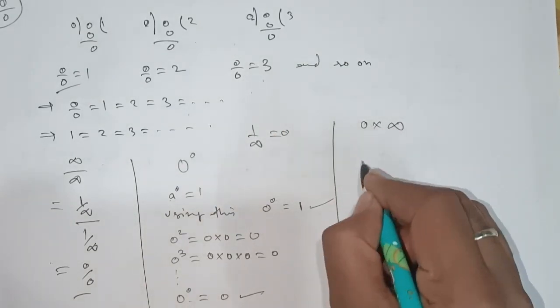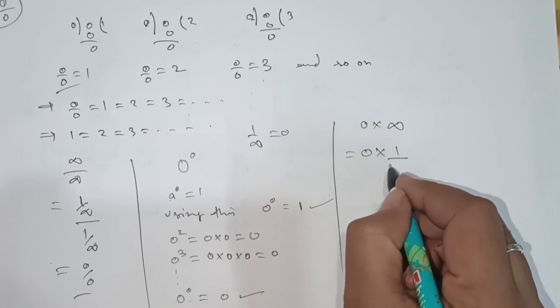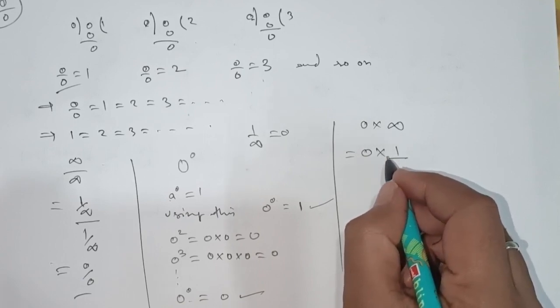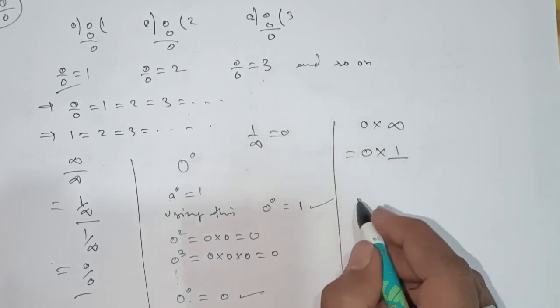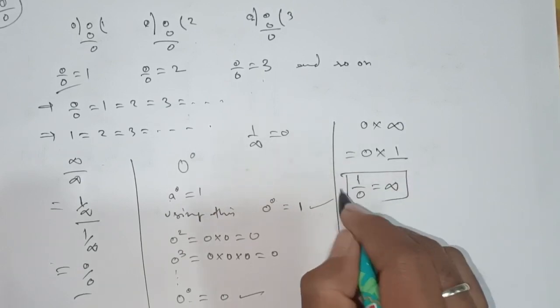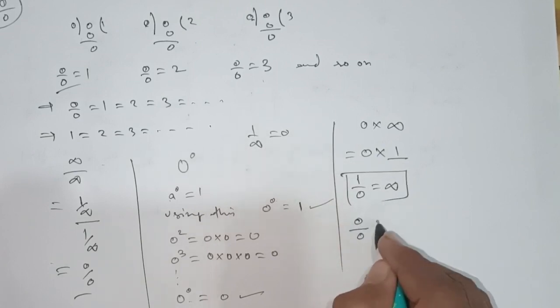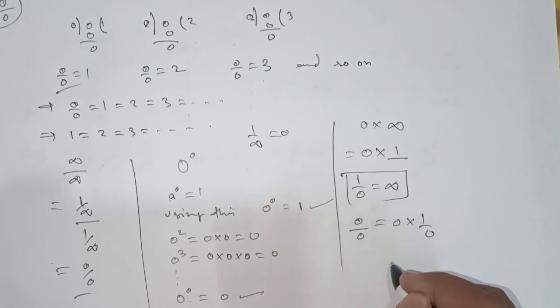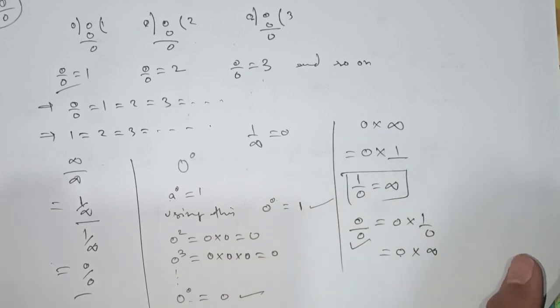0 into infinity, we will reduce it. We can write it like this: 0 into 1 by... okay, not like this. I'll go the other way. If I write 1 by 0 equals infinity, that is, the limiting value of 1 by 0 equals infinity, then 0 can be written as 0 into 1 by 0. That means I can write 0 into infinity, which is again an indeterminate form.